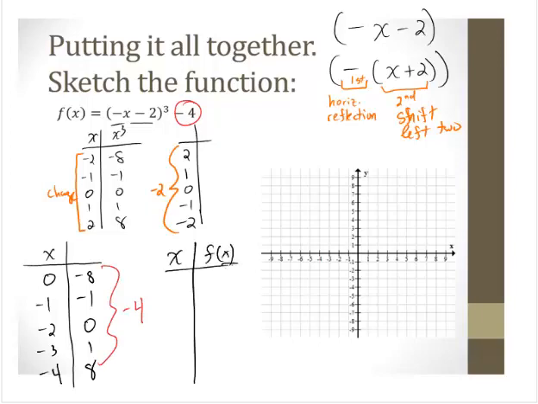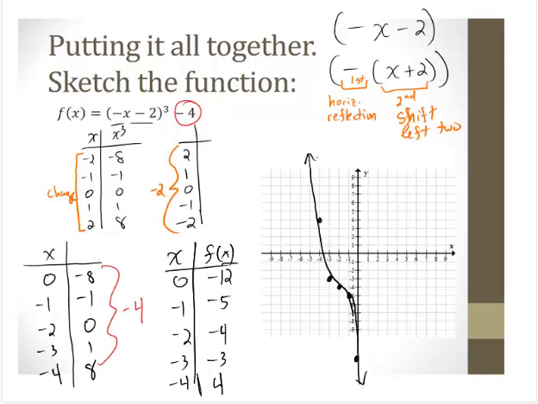So that would give me negative 12, negative 5, negative 4, negative 3, and 4. All right, plotting the points. I have 0, negative 12, that's what, 10, 11, 12, that's about here. I have negative 1, negative 5, negative 2, negative 4, negative 3, and negative 4, 4. And again, this is a cubic function, so we get that decreasing, slight change, and then again decreasing. So there's the sketch of the function.